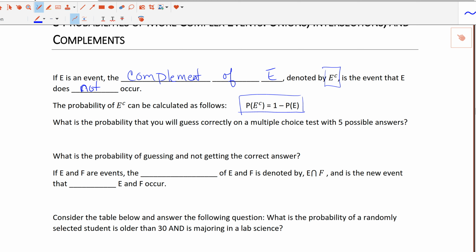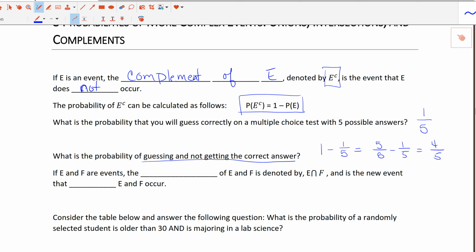So what is the probability that you will guess correctly on a multiple choice test with 5 possible answers? Well, if it's a multiple choice test with 5 possible answers and you're just going to guess at random, we assume only one is correct, right? So the probability would be 1 out of 5. So now, what would the probability be of guessing and not getting the correct answer? Well, since that's the complement of this, we can think of it as 1 minus 1/5, which is just 5/5 minus 1/5, which is 4/5.